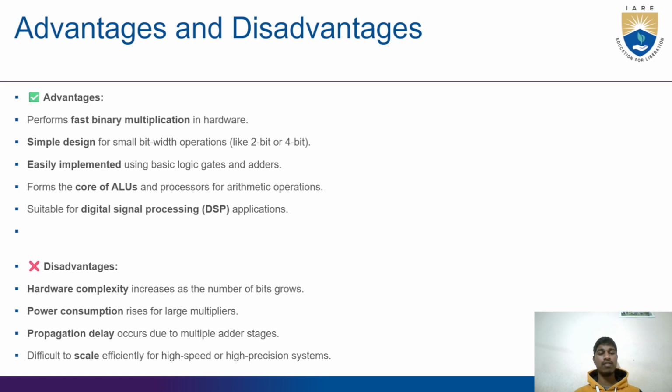Suitable for digital signal processing (DSP) applications. Why is it suitable? Because binary multiplication, as I've said, is extremely fast, and the task is done and the instruction is implemented and conducted very fast. In order to transmit a signal from one place to another, you need to be fast and transfer the signal extremely fast. So digital signal processing is suitable for this binary multiplication.